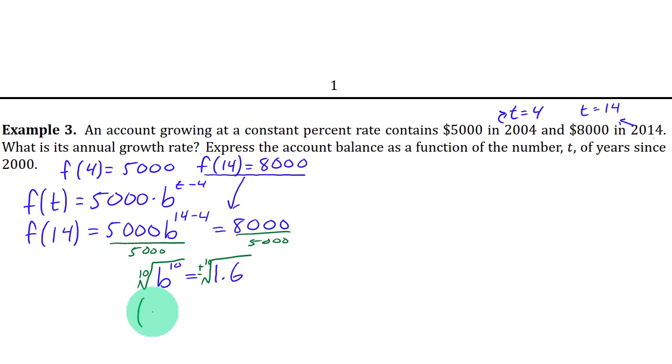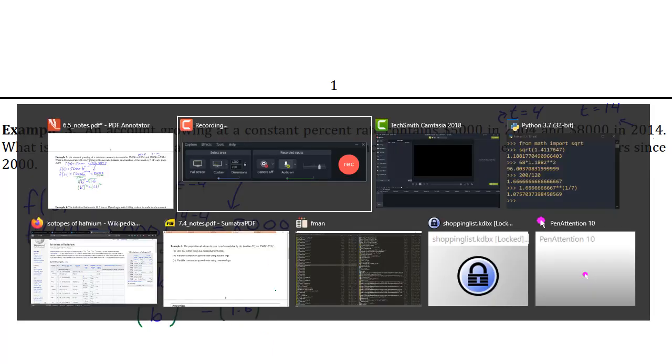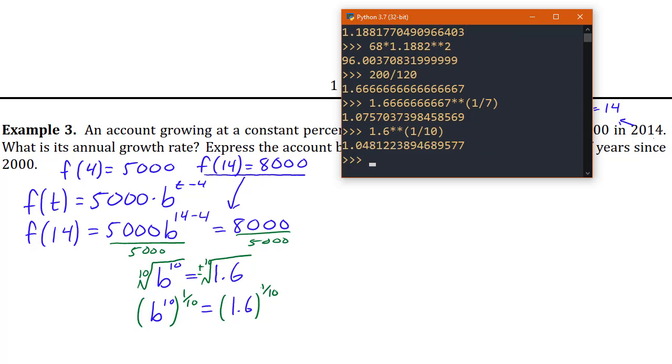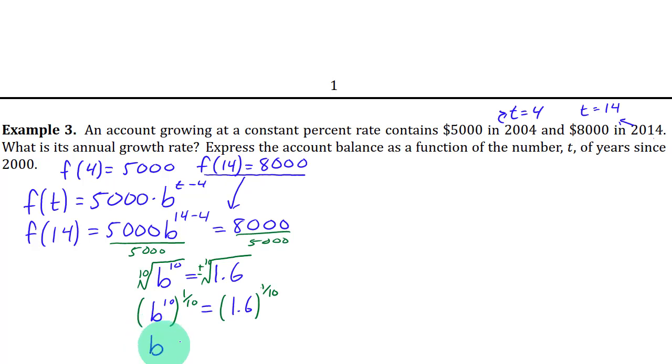And the usual way to actually calculate this is, of course, with a fractional exponent. The exponent 1/10 means the same thing as a 10th root. So that's what I'm going to calculate here. And I get 1.04812 about. Okay, so that is the value of b.